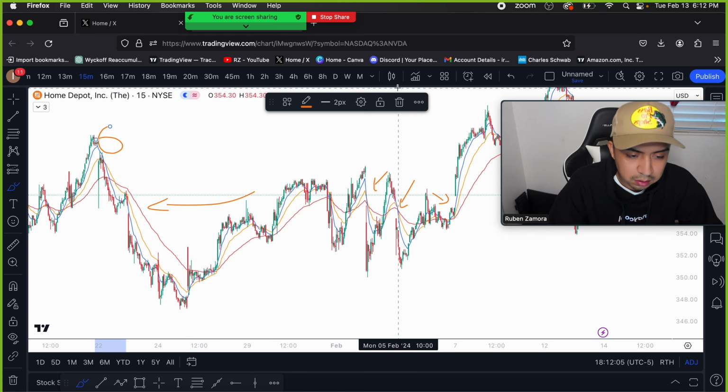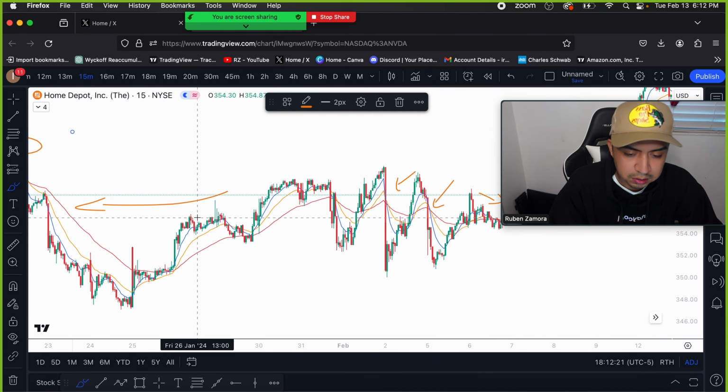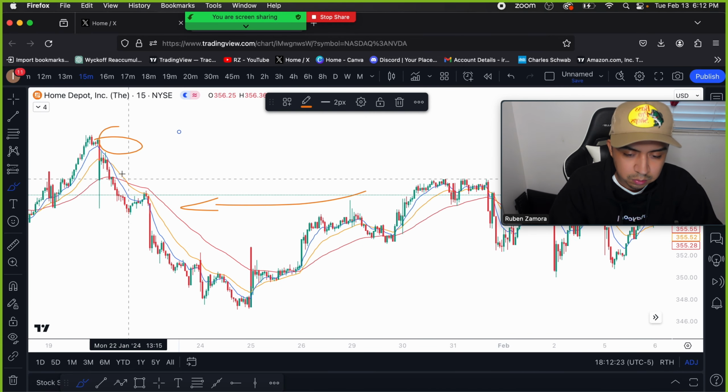let me fill those in. And how do you fill those in? Click on your chart, click on your indicators, and now type in no gap candles, and you can see I already have it right here. So again, no gap candles. And once you click that, it fills in all the gaps we just labeled out.